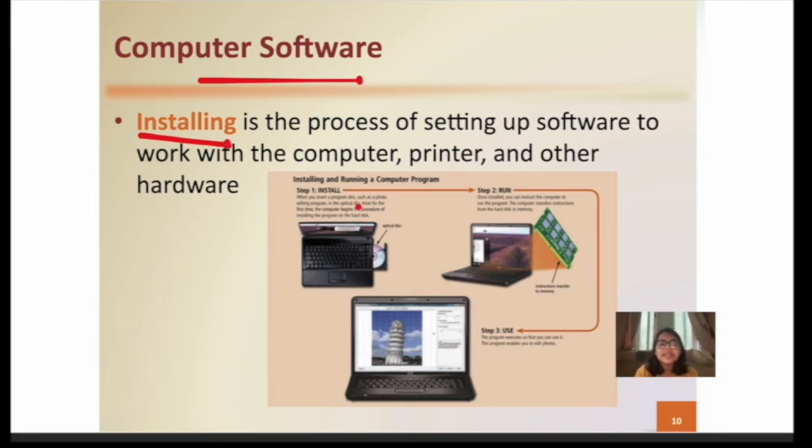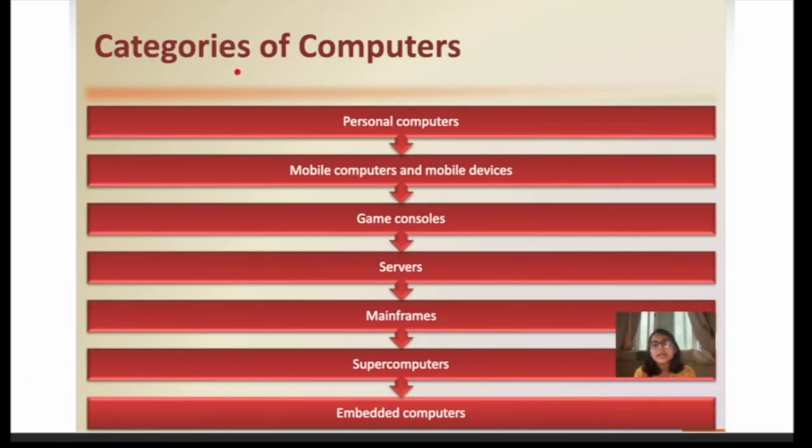Then the next thing is categories of computer. What are the main categories of computer? Do you know? Yes, there are several categories of computer. One is personal computer, mobile computers and mobile devices, game consoles, servers, mainframes, supercomputers, embedded computers. So tell me, what are these? What are the features of these particular computers?